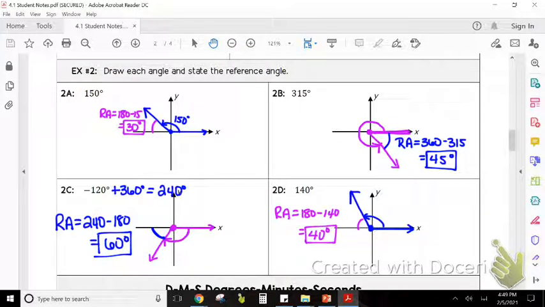Now, if you try to say how far is negative 120 from negative 180, that works. But you're probably going to think negative 60. But remember, reference angles are always positive, okay? The negative just tells us that we were going clockwise. And so that's how we find our reference angles. Now, I'll tell you that in a few minutes here when we get to some other stuff.